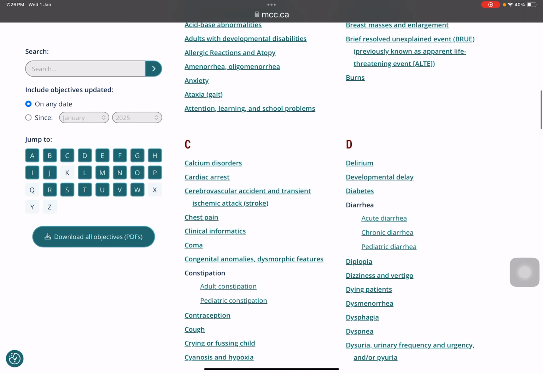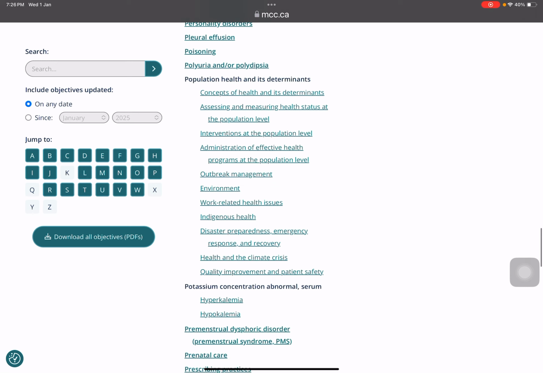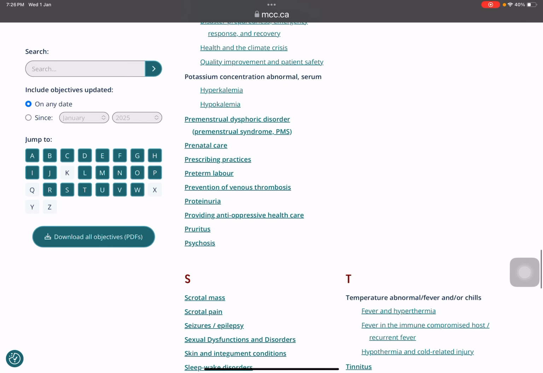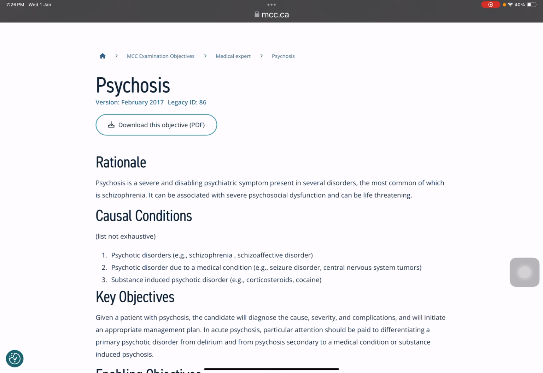exam. Okay, so let's say we get into section P, and in section P I am going to discuss the objective psychosis today. So how are you going to incorporate it into your preparation? You see, psychosis is one of the objectives on the MCC website. You have to quickly have an idea of what they want you to know. Psychosis is a severe and disabling psychiatric symptom present in several disorders, the most common of which is schizophrenia. It can be associated with severe psychosocial dysfunction and can be life threatening.